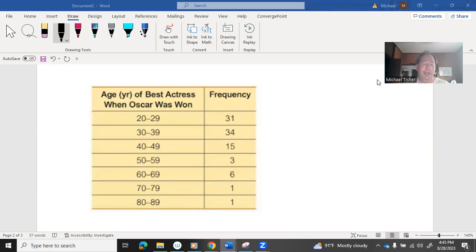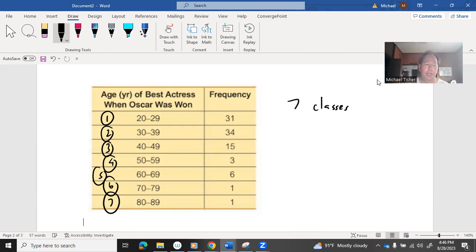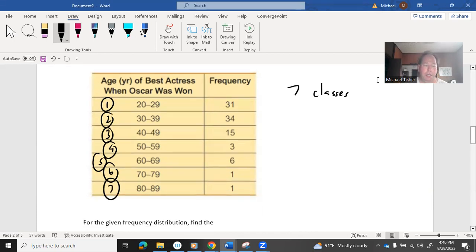Now each row here is, so let's number each of these rows. So row 1, 2, 3, 4, 5, 6, 7, and each row is called a class. And so this frequency distribution has 7 classes.